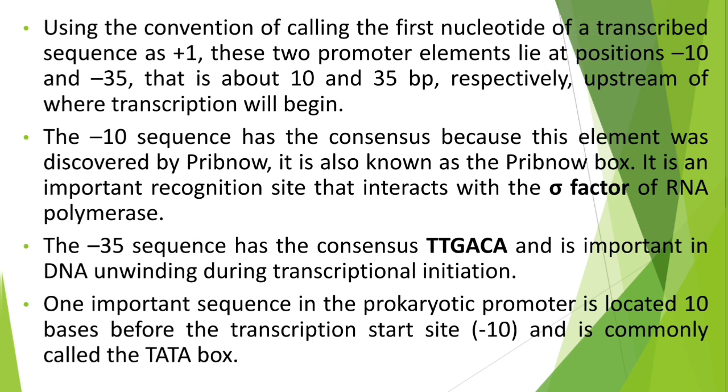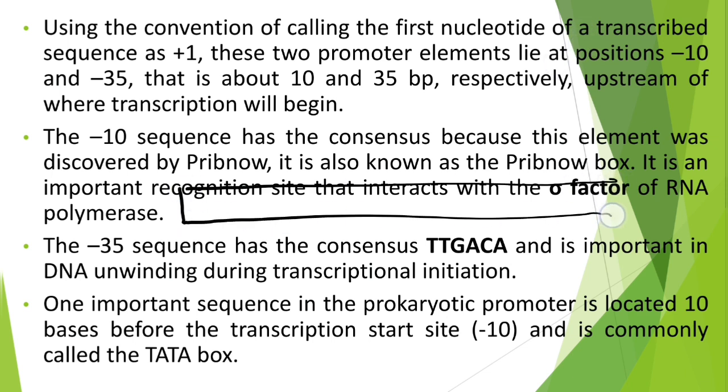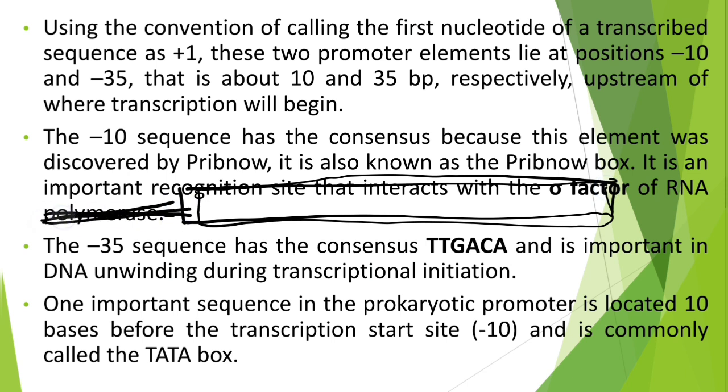What is -10 and -35? Suppose this part is going to be transcribed, and this is called upstream. 10 base pairs in the upstream region is called -10, and 35 base pairs in the upstream region is called -35. So that part is called the promoter site or initiation site, and the holoenzyme will recognize that part only.